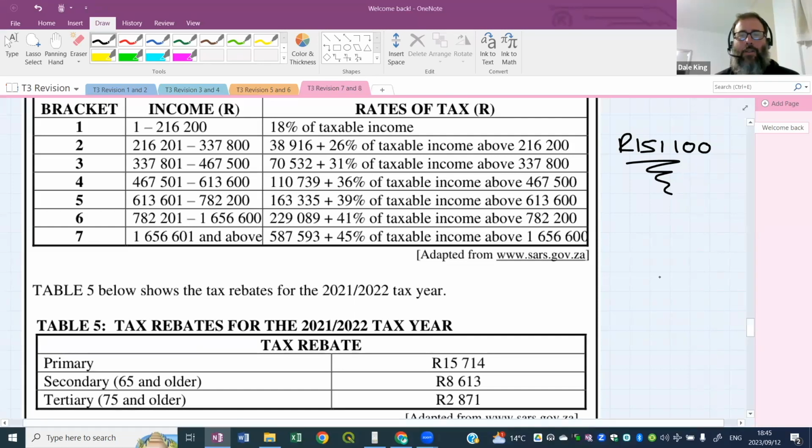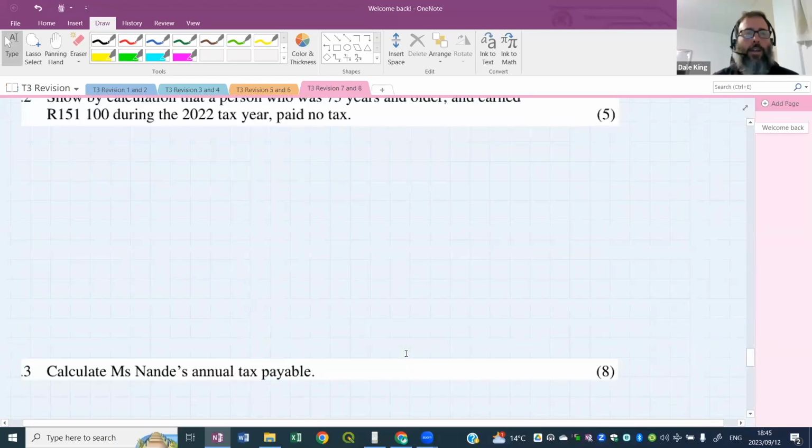All right. What do I do here? What do I do, Kabo? So you have to look at the bracket that the income falls in, and it falls into the first bracket. All right. We're in the first bracket. Let me just write down the first bracket. So this bracket says you got to pay 18% of your taxable income.